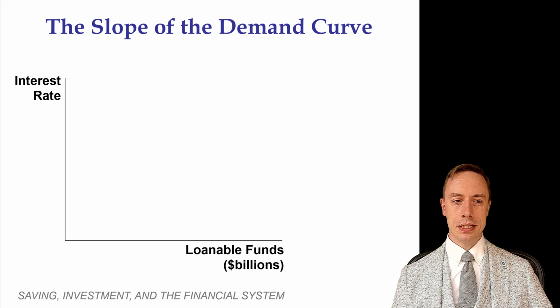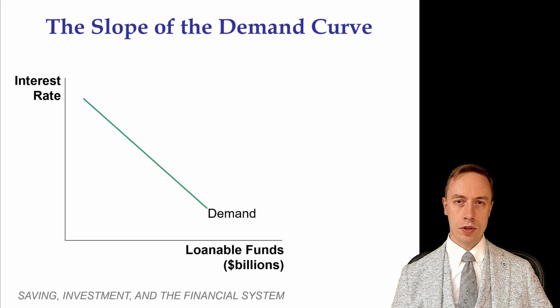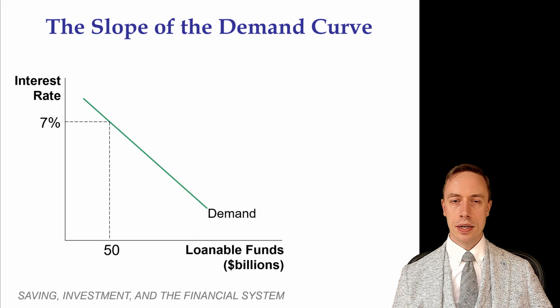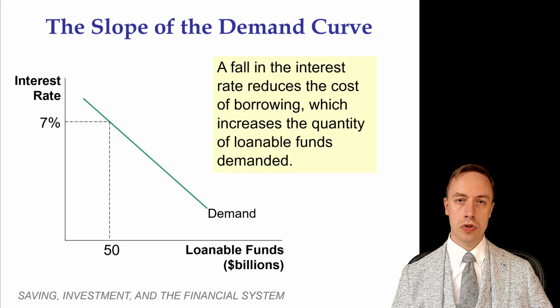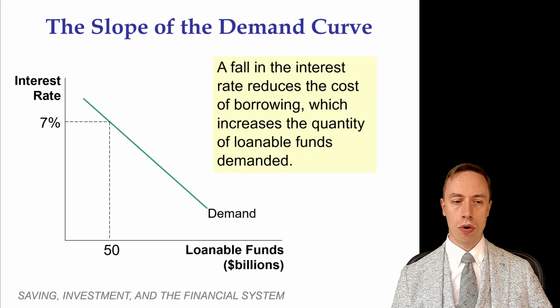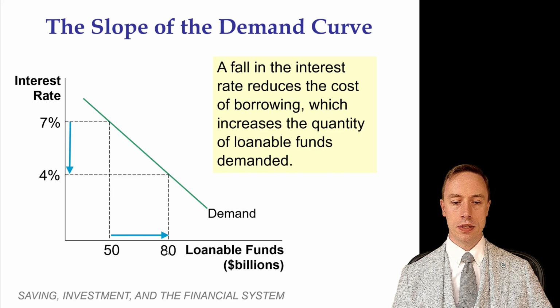Now, when it comes to our demand curve, it has the opposite slope. It is downward sloping, representing an inverse relationship between the price you pay to borrow and how much borrowing you do. For example, let's say the interest rate is currently at 7% and our borrowers are borrowing $50 billion. If this interest rate were to fall, it is now cheaper to borrow, and you might expect borrowers to borrow more. So for example, if the interest rate were to fall to 4%, tracing over to the demand curve, we find a larger quantity of loanable funds, $80 billion. That's how you can recognize the supply and demand curve just by looking at their slope.